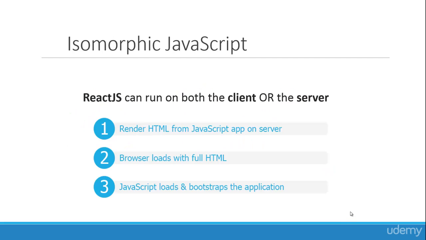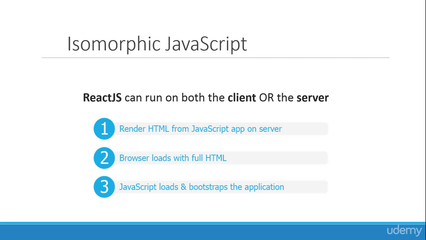React uses what's called isomorphic JavaScript, not to be confused with the mathematical term isomorphism. What this means is that React.js can run on both the client or the server. Its JavaScript is capable of running on either. And we can narrow down this process to 3 steps.